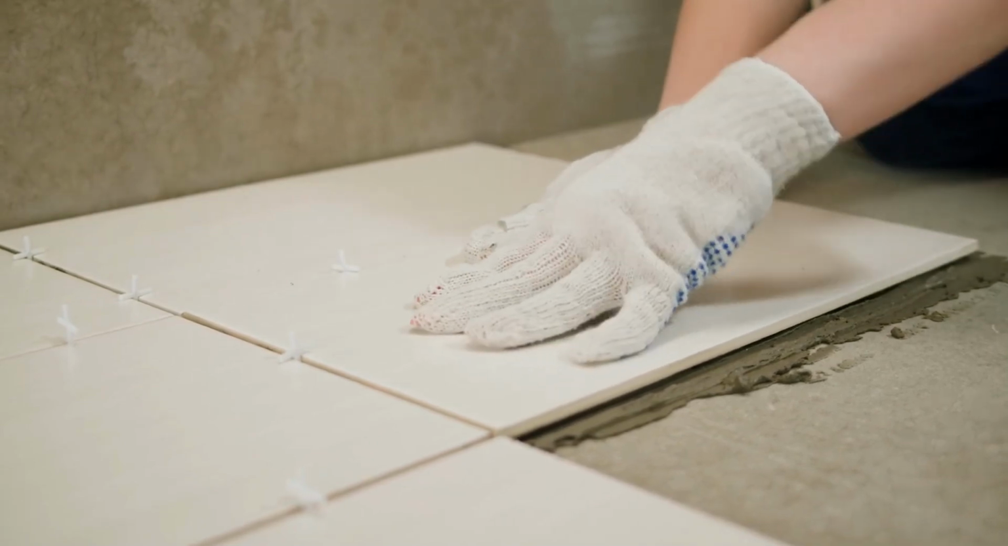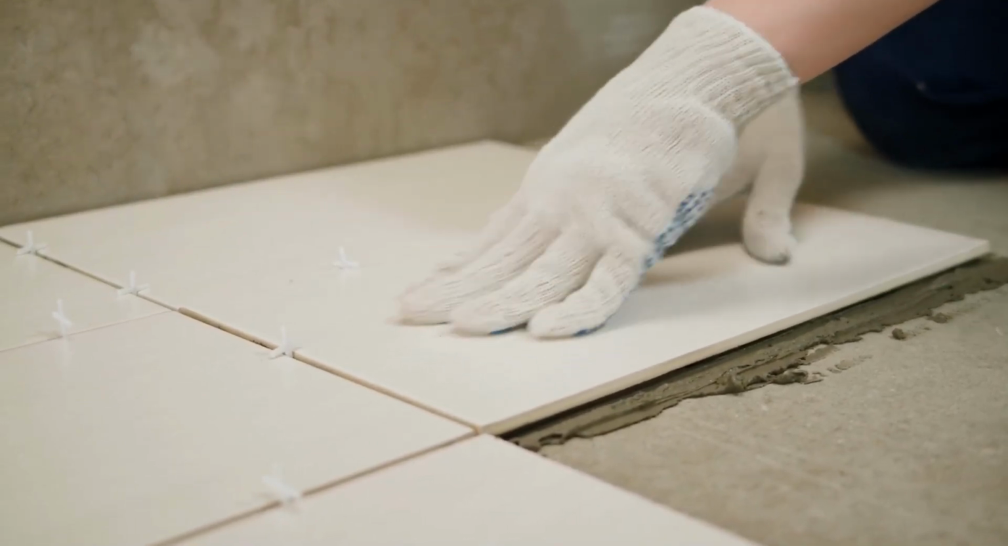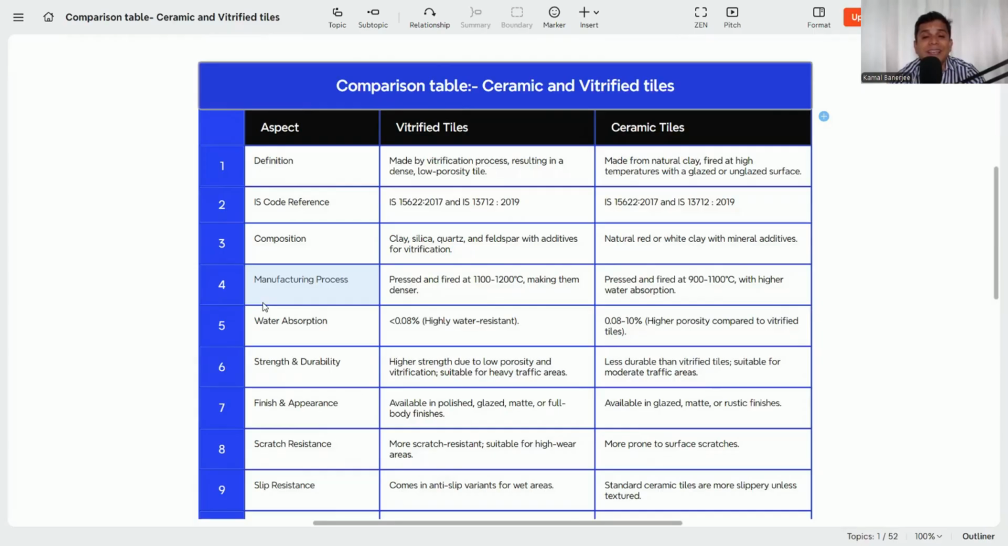So the code reference I have already discussed. Then what is the composition? Vitrified tiles are made of clay, silica, quartz, and feldspars with additives for vitrification, and ceramic tiles are made of natural red or white clay with mineral additives. But the process is different, so that one becomes vitrified and the other becomes ceramic tile.